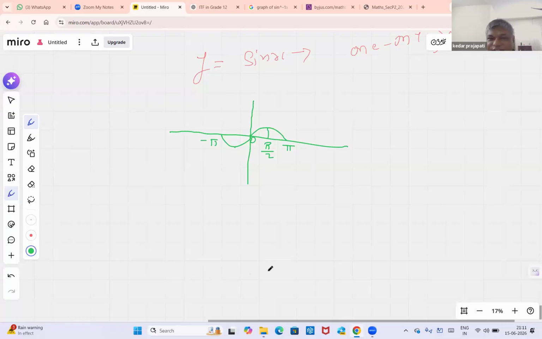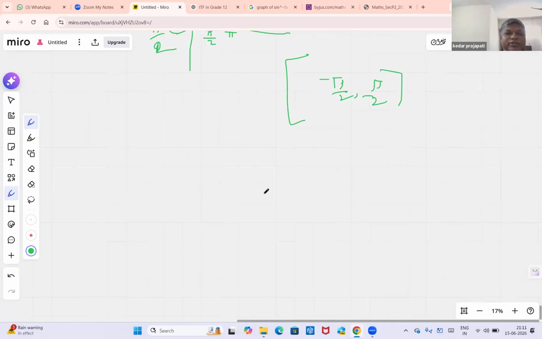Now I am restricting this function. We are not taking the entire range. We are only taking between 0 to pi by 2 and this side minus pi by 2. So basically we are trying to see how the behavior is between minus pi by 2 and pi by 2, both included. So let me explain to you.